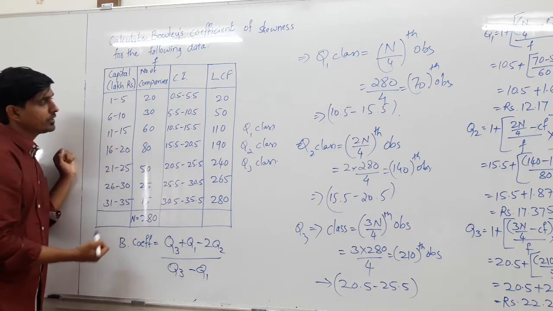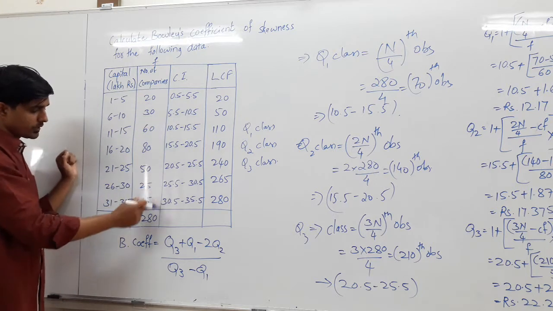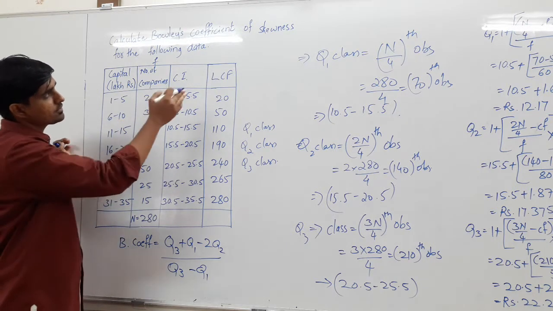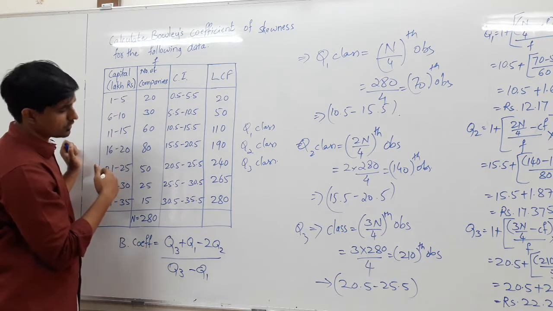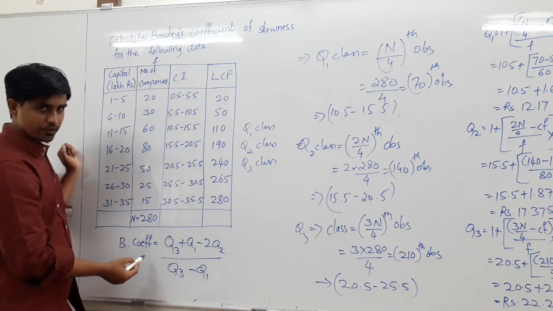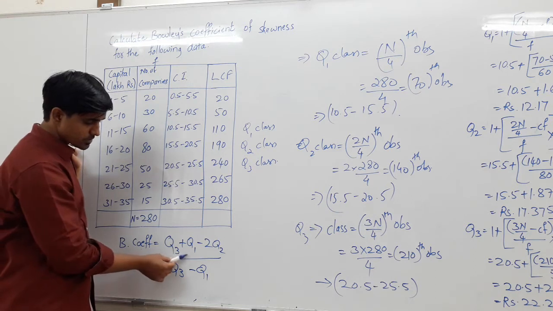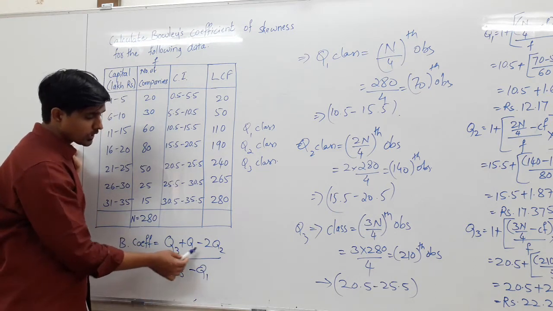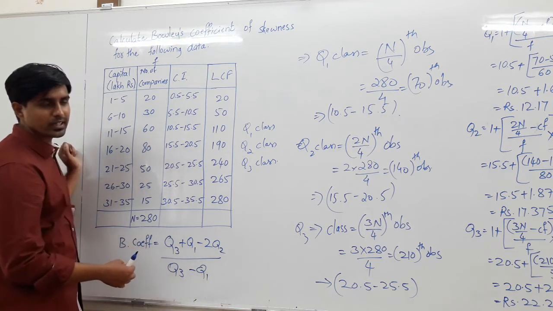So the frequencies are given here. Count them. It will be equal to how much? 280. Now we come to the LCF format. Why do we need the LCF format? Because Bowley's coefficient formula is Q3 plus Q1 minus 2Q2 divided by Q3 minus Q1. What are Q? Q are nothing but quartiles.